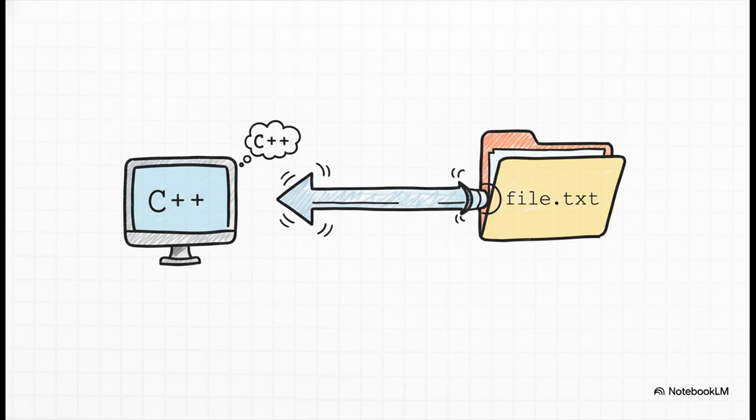All right, step 1, open. To do this, we use an object called an input file stream, or ifstream for short. This little guy is what makes the connection. You just create one, tell it the name of the file you want to read, and bam, it builds that data pipeline from the file right into your program.